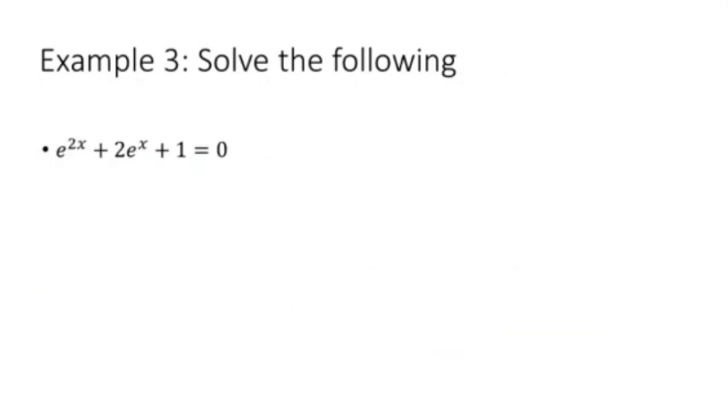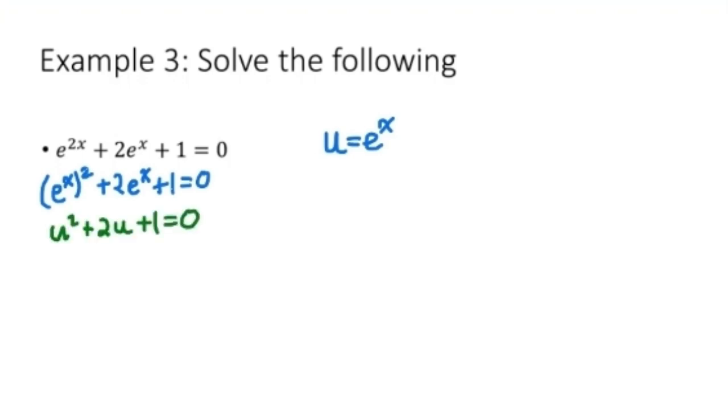Next, we're going to solve e to the 2x plus 2e to the x plus 1 equals 0. Unlike the last example, our two exponential expressions in the equation already have the same base. So this gives me the idea that perhaps our substitution would be u equals e to the x. To confirm this, I can rewrite e to the 2x as e to the x squared thanks to the power to a power rule. So I have e to the x squared plus 2e to the x plus 1 equals 0. Now we can make our substitution, and I have u squared plus 2u plus 1 equals 0.